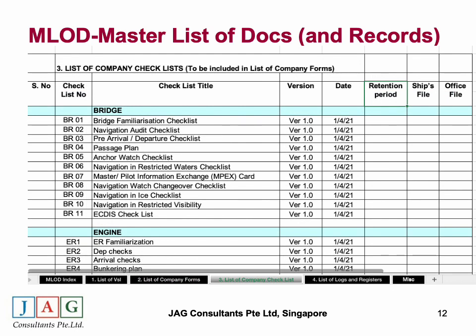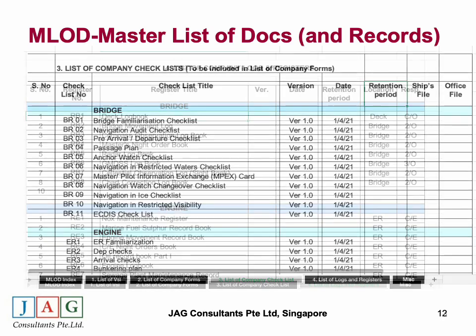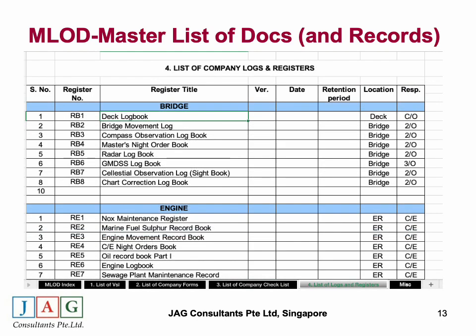For checklists, it's very similar to other forms. Then you have the company registers and logs, like tech logbook, bridge movement, compass observational logbook. So what are the version numbers of these formats? Sometimes these formats do change. So you need to have the version number, date, retention, how long these logbooks are to be retained, the location, and who's the person responsible. You can add a few columns to suit your internal needs.